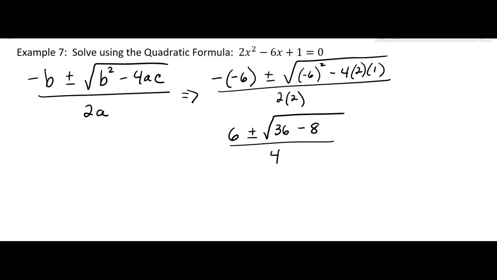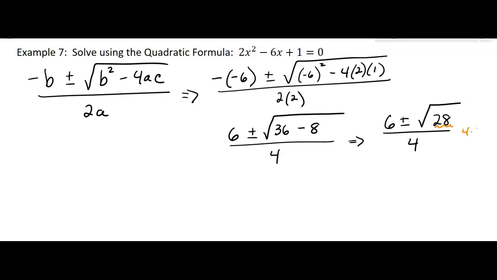Okay, so I'll just go over here to make it a little more paper friendly. 6 plus or minus the square root of, now what's 36 minus 8? 28? That's what I'm thinking. Okay. Right now, the way it's written, I can simplify. So what I'm going to simplify, though, is the 28.